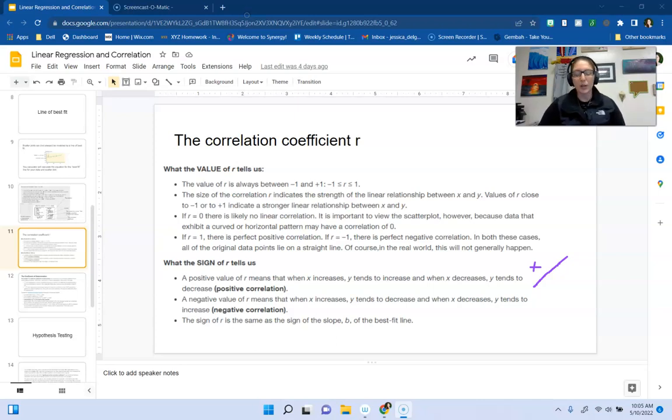A negative value of R means that when X increases, Y tends to decrease. So negative correlation. This is what a negative correlation looks like, right?